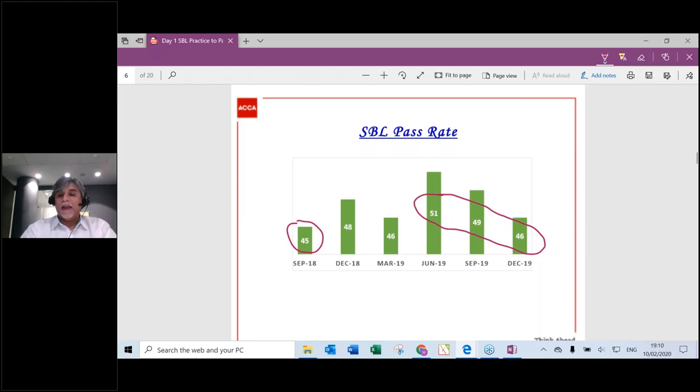I do hope that your attempt in March should see an upward trend. Let's all pray for that. But this is something which is beyond our control. I just thought I'll share this with you. No need to worry. We will beat the examiner this time for sure.